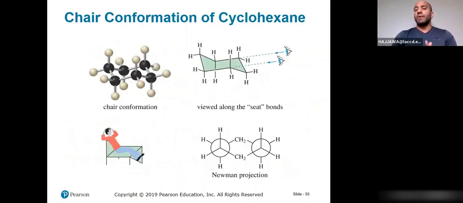We will be responsible for the most stable conformation of cyclohexane. You are not going to be asked about cyclobutane or cyclopropane or cyclopentane when it comes to conformations. Conformational analysis of cyclohexane is the only thing that you're going to have to be responsible for: knowing how to draw a molecule in the chair conformation, knowing how to figure out its stability, viewing it through the chair conformation.